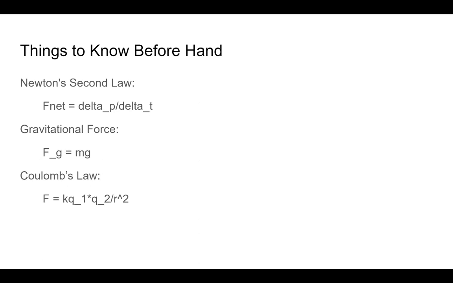Some things to know beforehand: Newton's second law, net force is equal to change in momentum over change in time, and also equal to mass times acceleration. So if there's no acceleration, it will be equal to zero. The gravitational force is equal to mass times gravity, the gravitational constant, and then Coulomb's law, which is the electric force, is equal to kq1q2 over r squared.